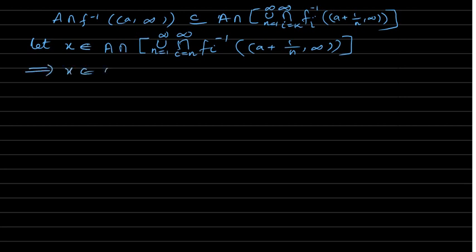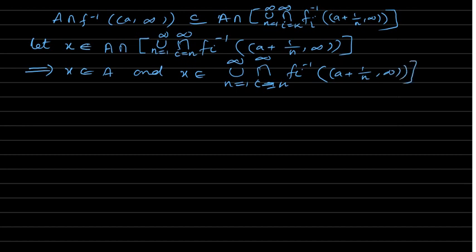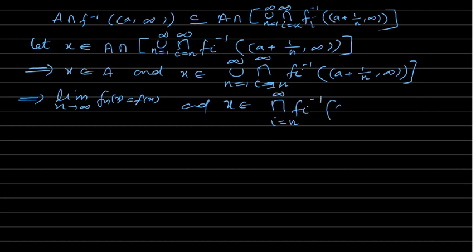This implies that x is in A and x belongs to the union n runs from 1 to infinity, intersection i runs from n to infinity, f_i inverse of (A plus 1 over n, infinity). So x belongs to A means that limit n approaches infinity f_n(x) is equal to f(x), and x belongs to the union, that means x is in some set of the union, that is, x belongs to this intersection for some n greater or equal to 1.